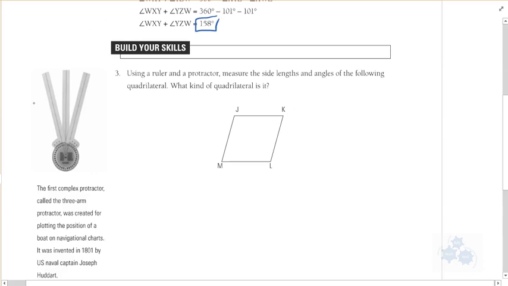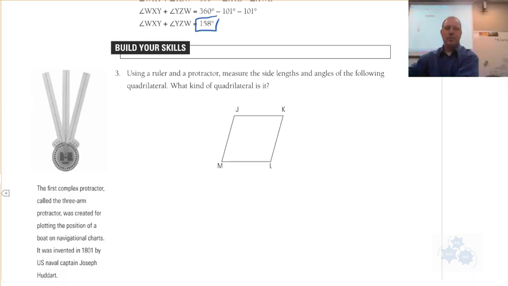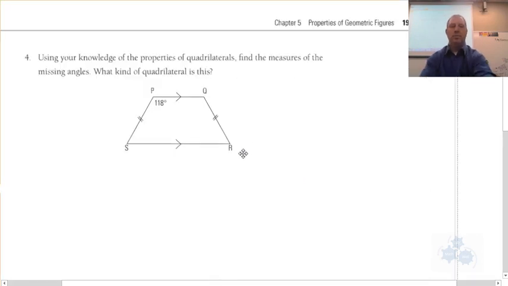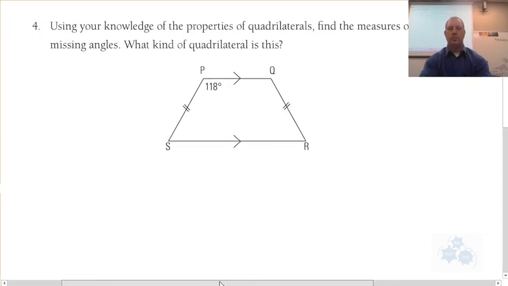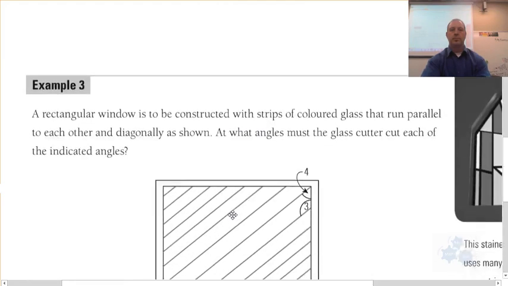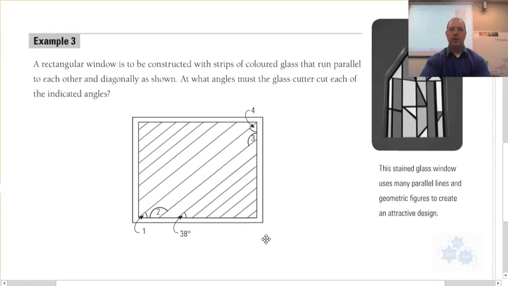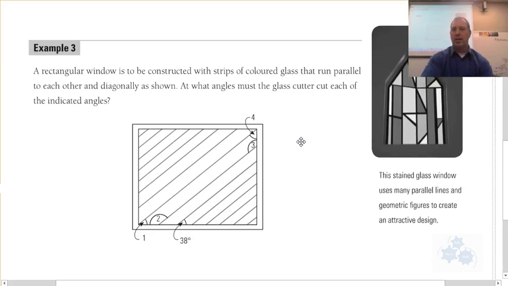So here are build your skills questions for this part here. There's number 3. And here's number 4. And then we'll do example 3 here together as well to round off this section. So this example says this: a rectangular window is to be constructed with strips of colored glass that run parallel to each other and diagonally as shown. At what angles must the glass cutter cut each of the indicated angles?